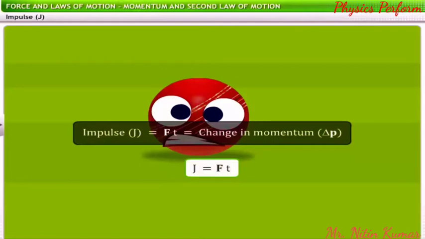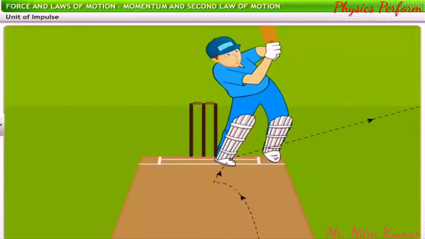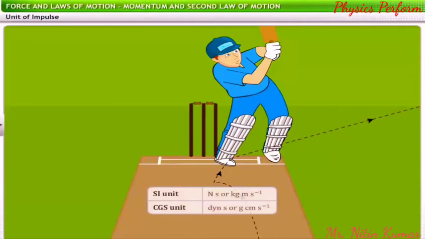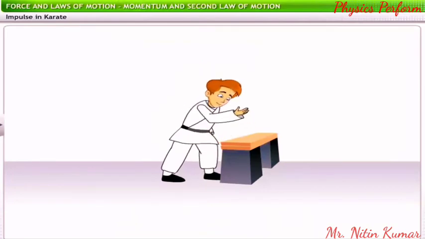Impulse is numerically equal to the change in momentum. Impulse is denoted by J, and is measured as a product of force and time. As the impulse of a body is numerically equal to change in its momentum, the unit of impulse can also be expressed by the unit of momentum. Thus, the SI and CGS units of impulse are Newton second and Dyne second respectively.